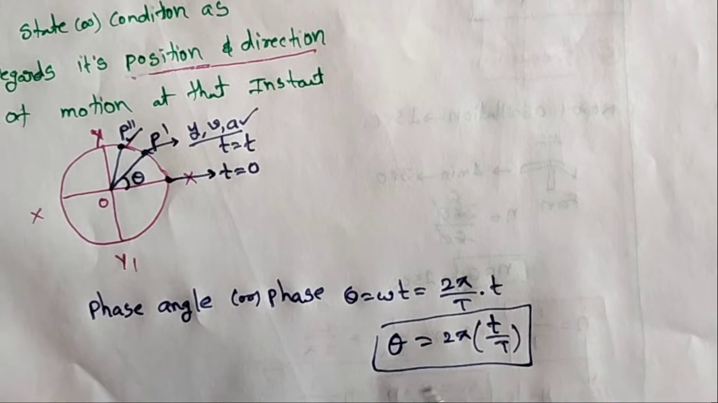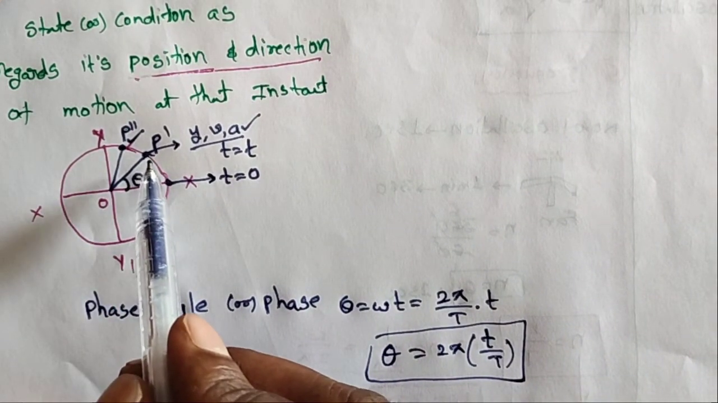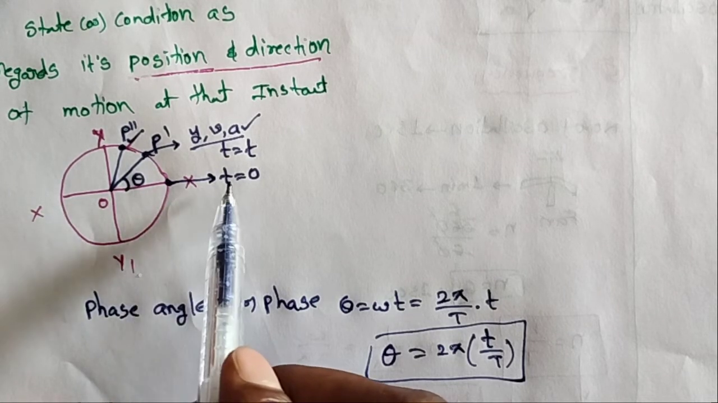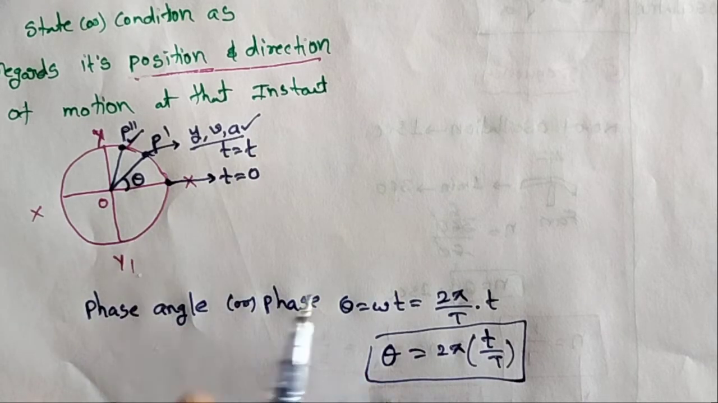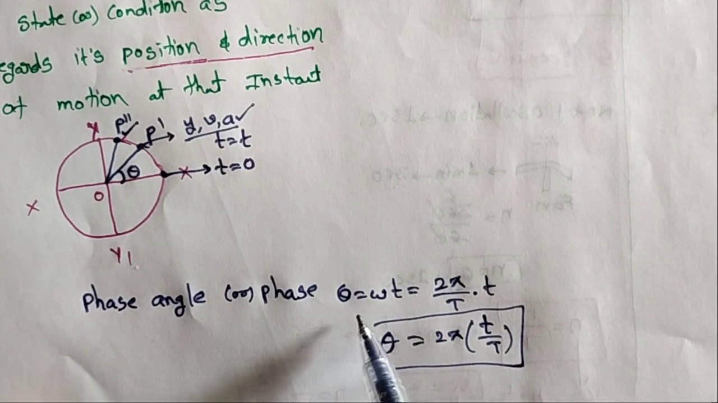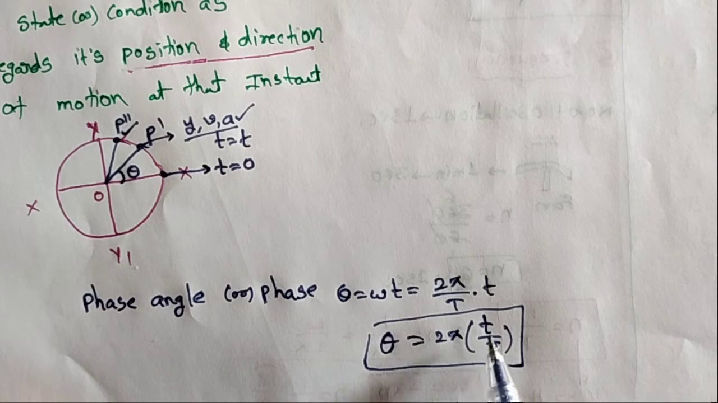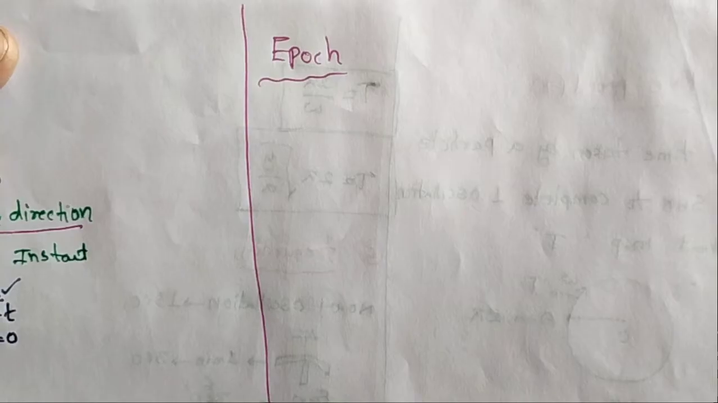When the particle is revolving in a circle, if you take any point, it explains the position and direction. It makes some angular displacement from the mean position, and that gives the phase. The phase angle theta is equal to omega t, that is 2 pi by T, so theta is equal to 2 pi small t by T. So this is the phase.